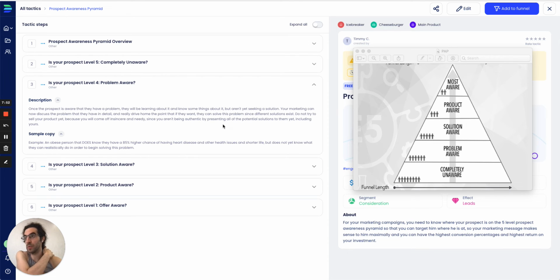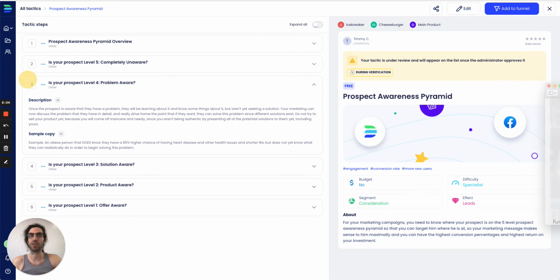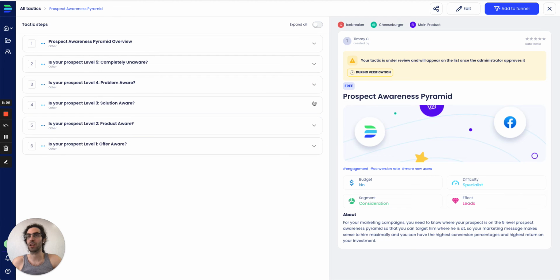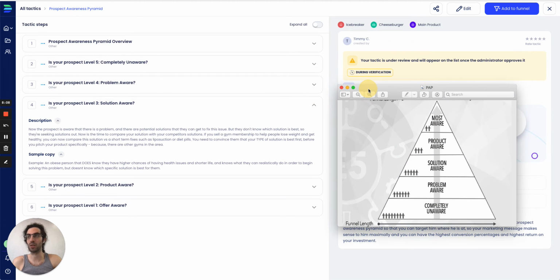So an example is an obese person that does know they have an 85% higher chance of having heart disease and other health issues and a shorter life, but does not know yet what they can realistically do themselves in order to begin solving this problem. So let's move this for a second. So let's go to the next stage. Now we go up, and now we're getting closer.